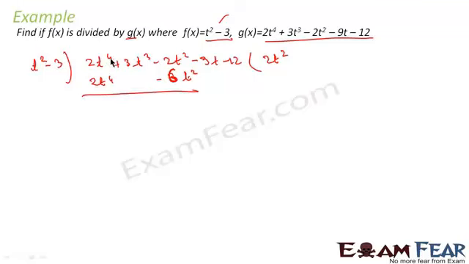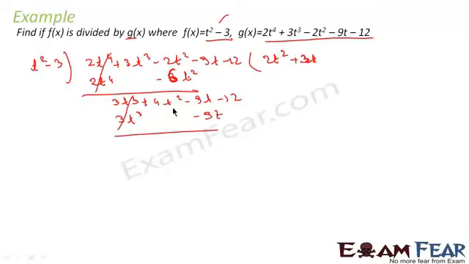So this becomes 2t4, which is cancelled. This is minus 3t cube minus 2t square plus 6t square, which is plus 4t square minus 9t minus 12. Correct? This is 3t cube, this is t square. So I'll multiply with 3t. So what I get is 3t cube minus 9t. Correct? This gets cancelled, this gets cancelled.